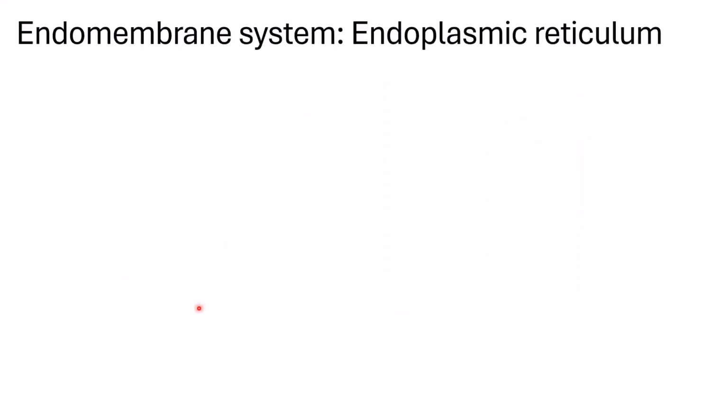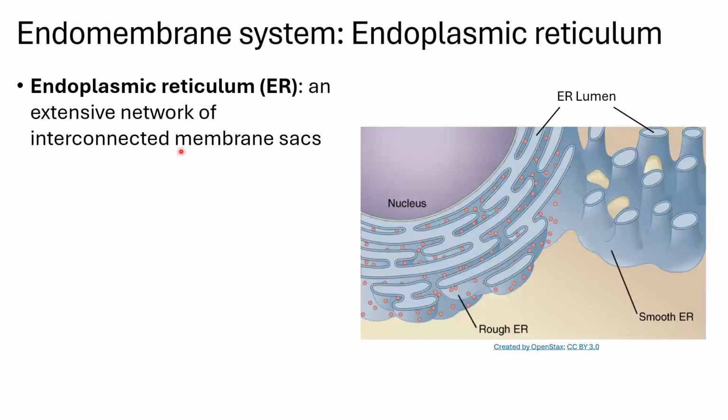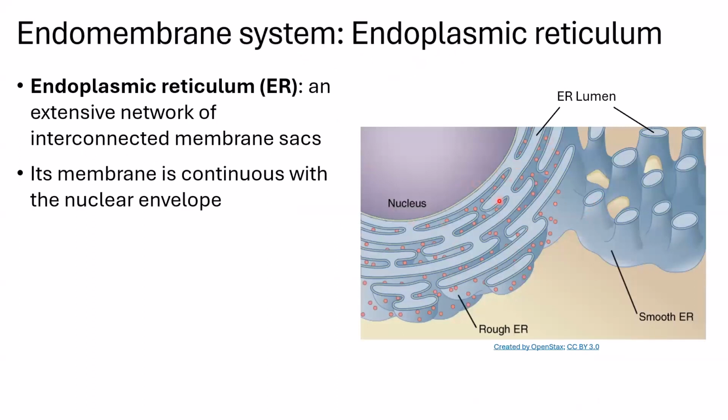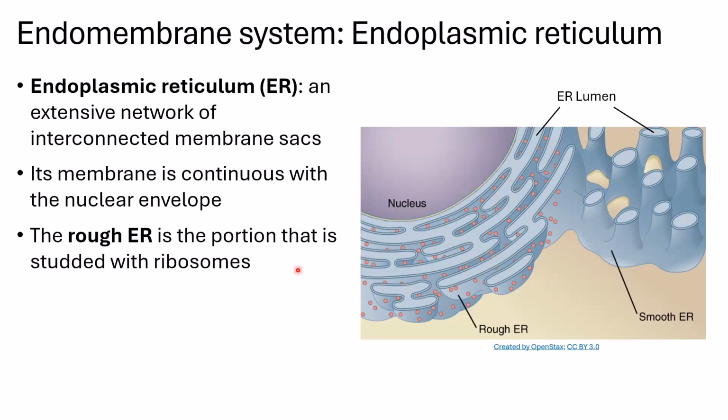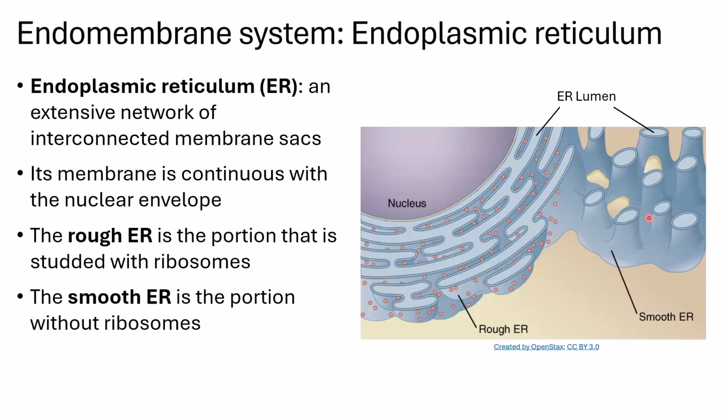The endoplasmic reticulum, abbreviated as ER, is a large network of membrane-bound sacs that are connected together as depicted here. The membrane is continuous with the nuclear envelope. The rough ER is the part that is covered with ribosomes, which gives it a rough texture. The smooth ER is the part without ribosomes. The internal space of the ER is referred to as the lumen.